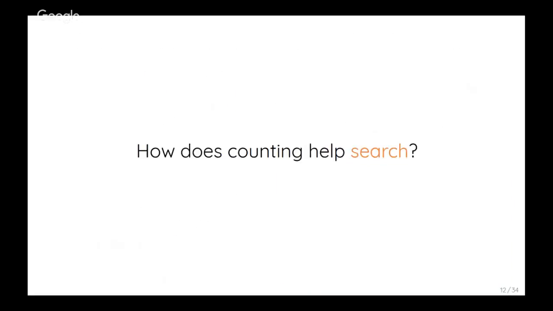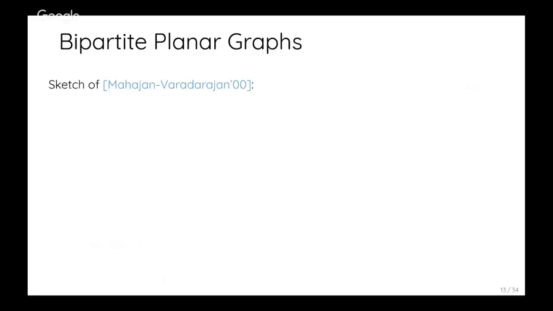All right. So we can count in planar graphs, but how does that help search? For this, I'm going to go over the algorithm of Mahajan and Varadarajan, who used counting to solve search in bipartite planar graphs. Roughly, the sketch of their algorithm is the following. You find a point in the matching polytope. What is the matching polytope? It's a polytope whose vertices are the indicators of all perfect matchings.